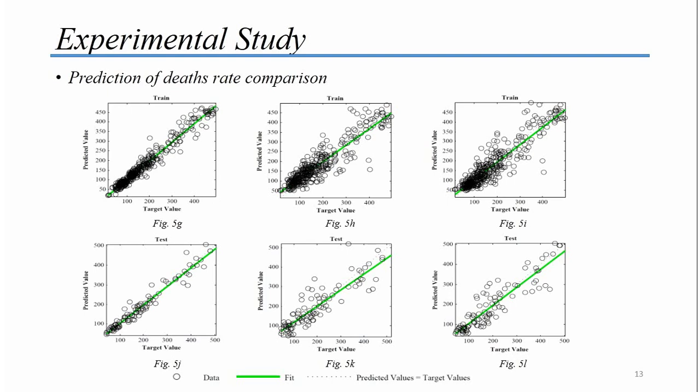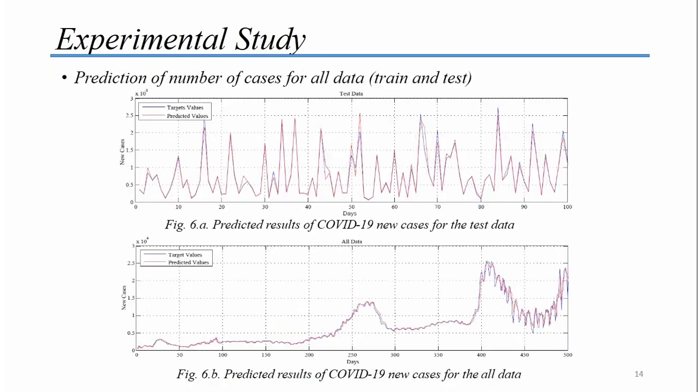According to the results, it can be seen that our proposed DMHS-GMDH algorithm outperforms the MLP and original GMDH models in predicting new cases and death rates of the COVID-19 outbreak. In addition, the predicted results of COVID-19 cases for test and total data are shown in figure 6A and B. As can be seen, the proposed DMHS-GMDH algorithm is capable enough to forecast the new cases rate.